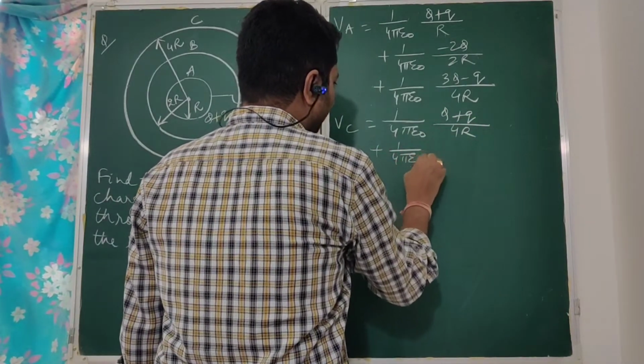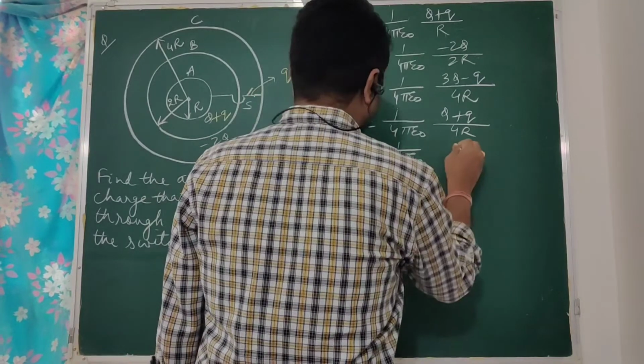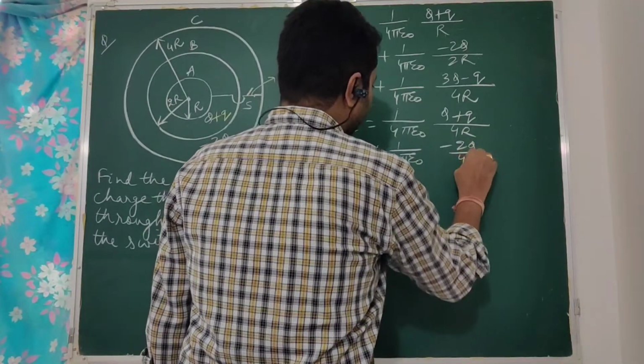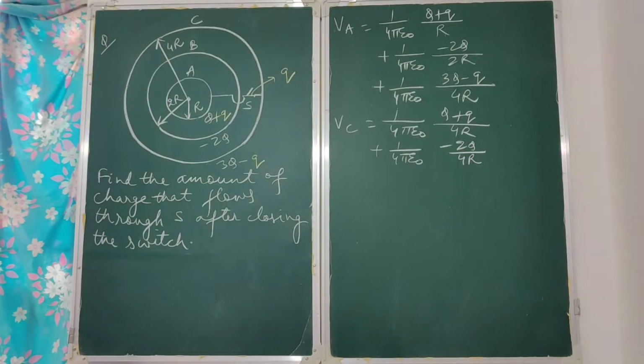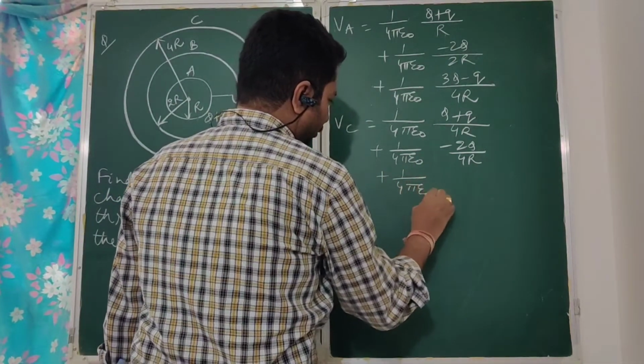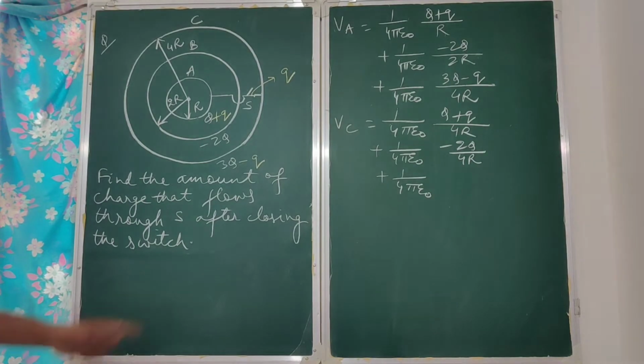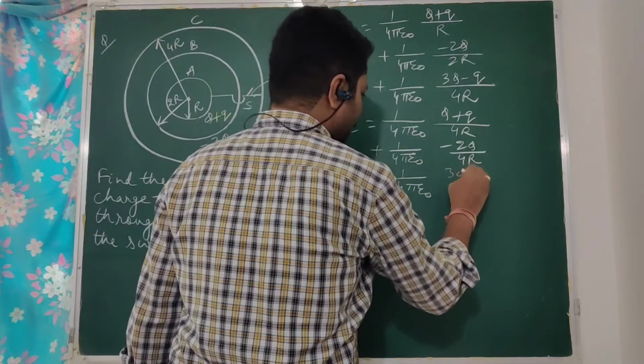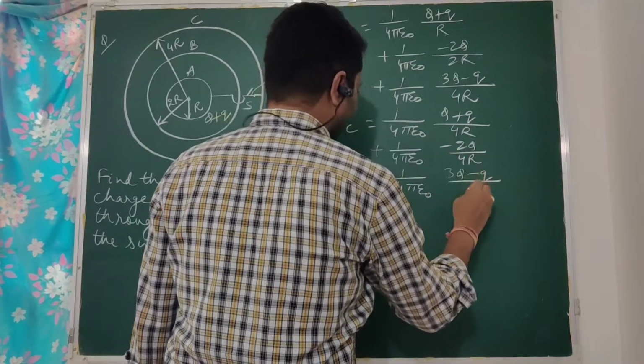plus 1 by 4 pi epsilon naught, minus 2q by 4r, plus 1 by 4 pi epsilon naught, (3Q minus q) by 4r.